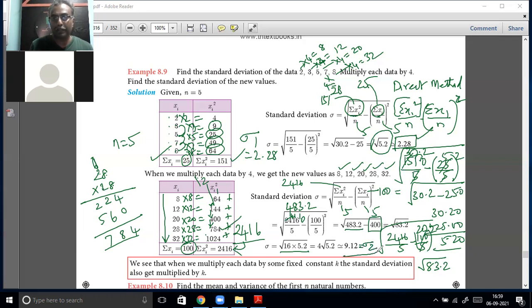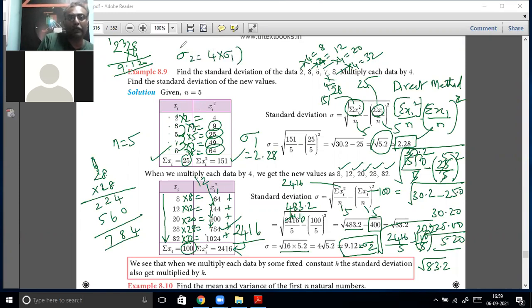So now what you have seen, first sigma 1 was 2.28. Sigma 2 is 9.12. So 2.28 into 4 is 9.12. So sigma 2 is equal to 4 into sigma 1. So whenever you multiply each of the numbers by 4, the standard deviation is also multiplied by 4. Because the numbers are now spreading out. It is like pulling the numbers apart and scattering them far away. They have scattered 4 times now. That is the answer.